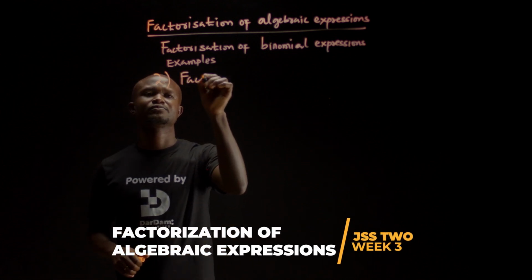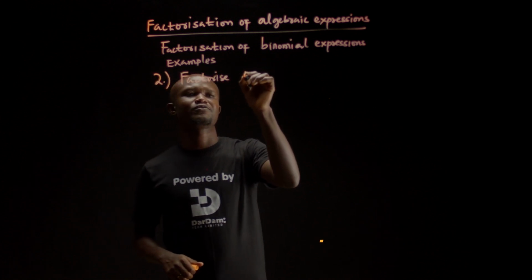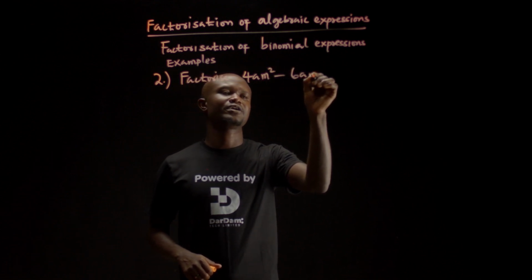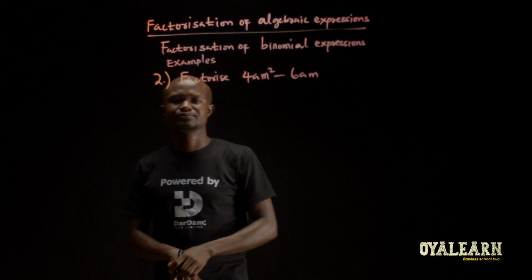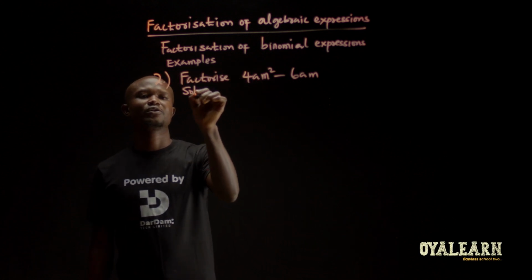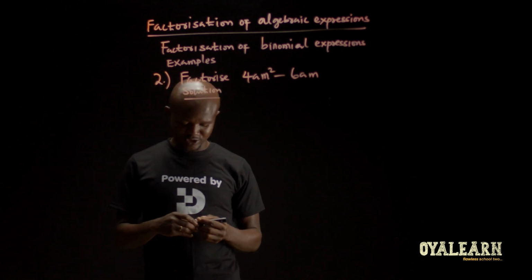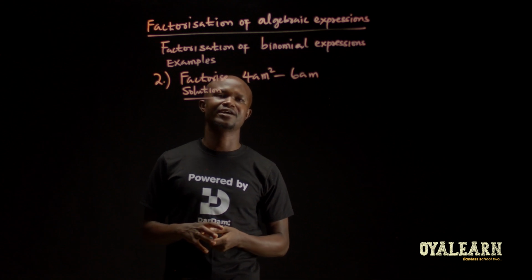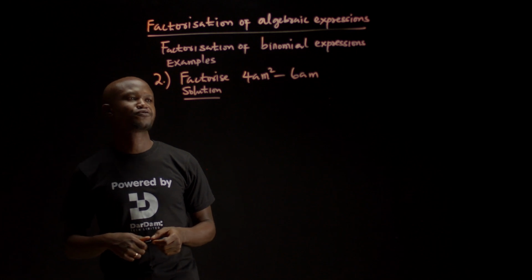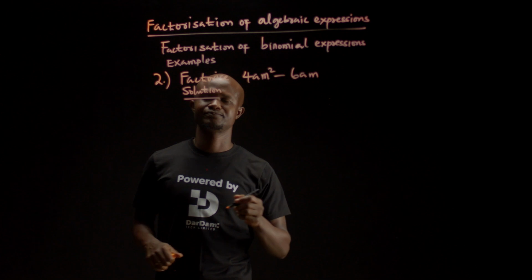Factorize 4am squared minus 6am. Now the first thing to do, in order to factorize this, we need to find the ACF of 4am squared and 6am.